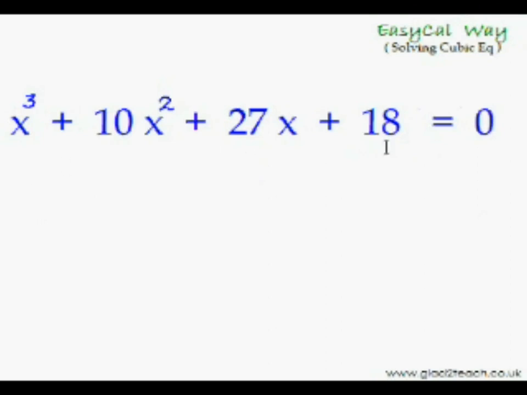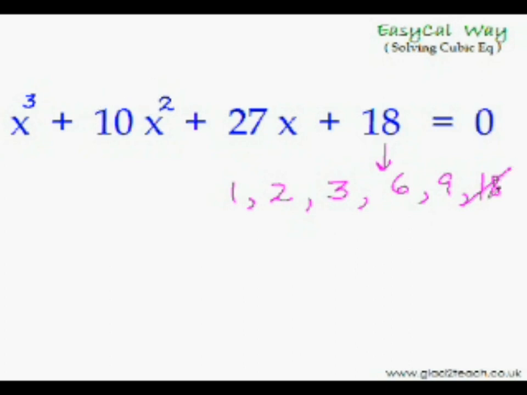Let's do another one. Your time starts now. The factors of 18 are 1, 2, 3, 6, 9 and 18. Now once again, since this equation has all plus signs, we need to select 3 factors out of these whose sum is 10.